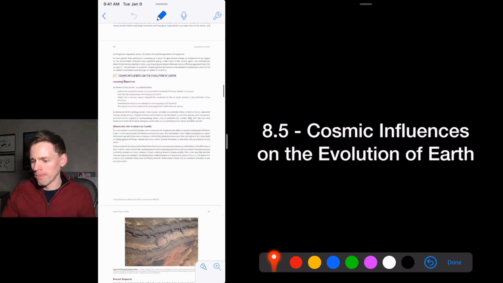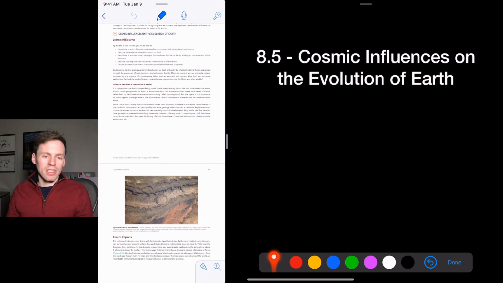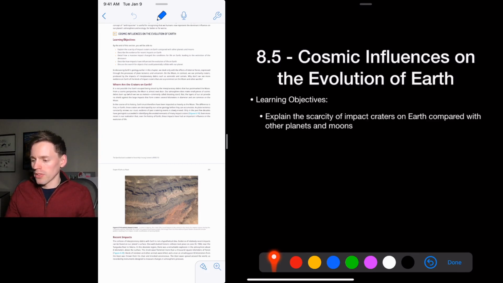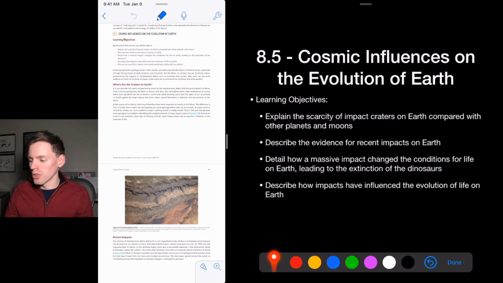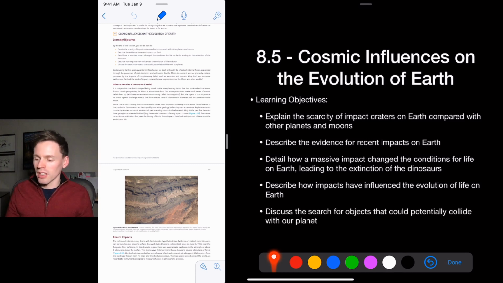Okay, so cosmic influences. This is basically about impacts, asteroids. So learning objectives. We want to explain the scarcity of impact craters on Earth compared with other planets and moons. And we want to describe the evidence for recent impacts on Earth, as well as detail how a massive impact changed the conditions for life on Earth, leading to the extinction of the dinosaurs. And we also want to describe how impacts have influenced the evolution of life on Earth, and then discuss the search for objects that could potentially collide with our planet.